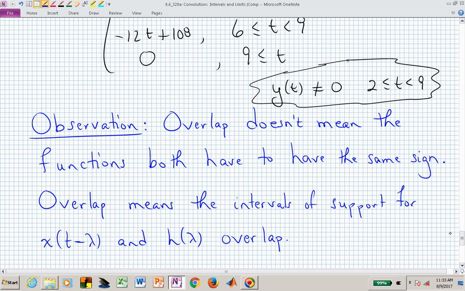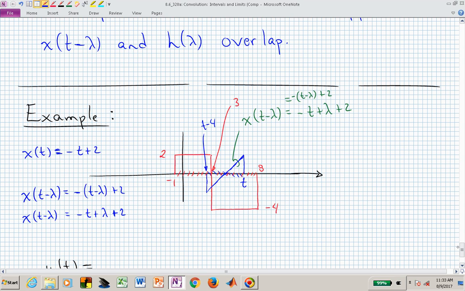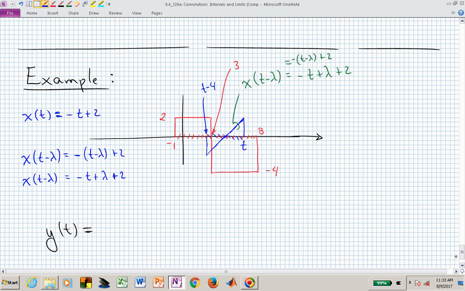Another observation to keep in mind is that overlap doesn't mean that the functions both have to have the same sign. Overlap means that the intervals of support for x of t minus lambda and h of lambda overlap. Let's look at an example of that. Here, let's say that we've flipped and slid the blue, and now we're looking at a particular pattern, and we want to find what y of t is equal to.